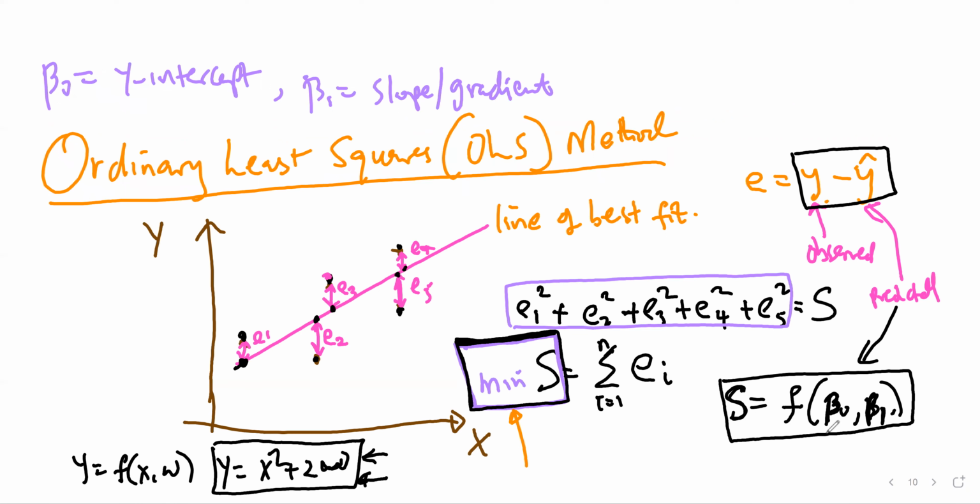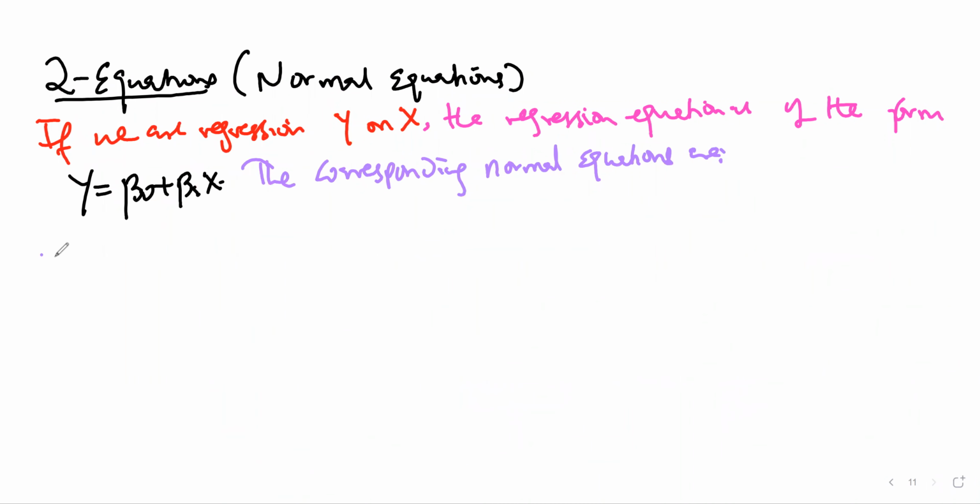So we're going to differentiate with respect to beta naught, we get one equation. We differentiate again with respect to beta 1, we get another equation. If you are dealing with a multiple case, like we'll see later, when you have three regression parameters, that is beta naught, beta 1, and beta 2, we shall end up with three normal equations. So the first normal equation looks like this.